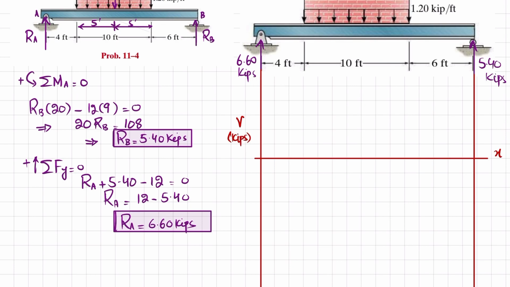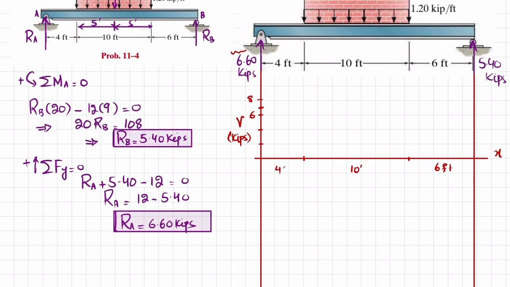Now you can see at this point we have a shear force of 6.60. If each division is of 2 kips, so 2, 4, 6, and this is 8. So 6.6 will lie somewhere here. Clear? Now this till this is 4 feet length. This is 10, sorry. This will be 10 feet and this remaining is 6 feet. This is 6 feet. This is 10 feet and this is 4 feet.